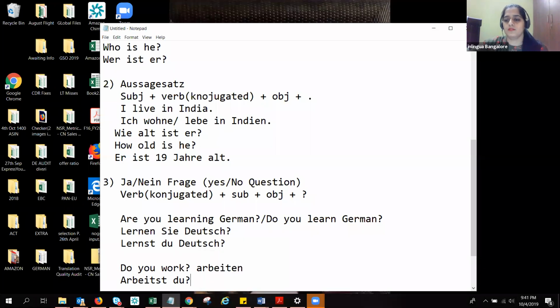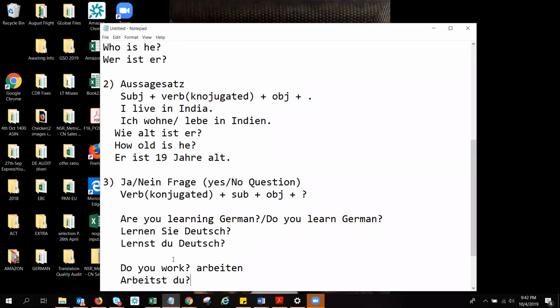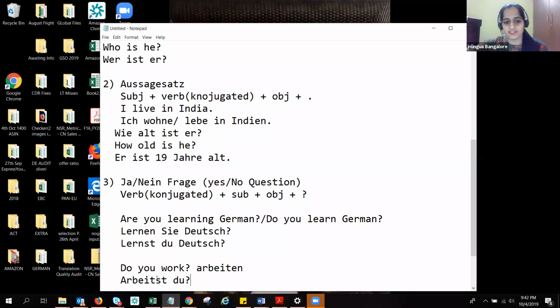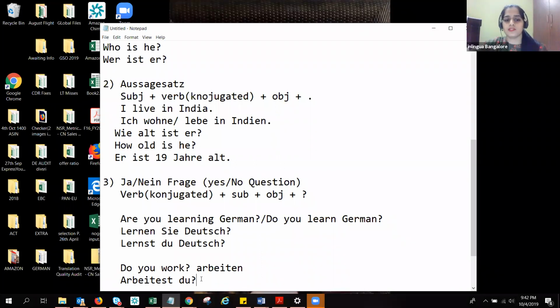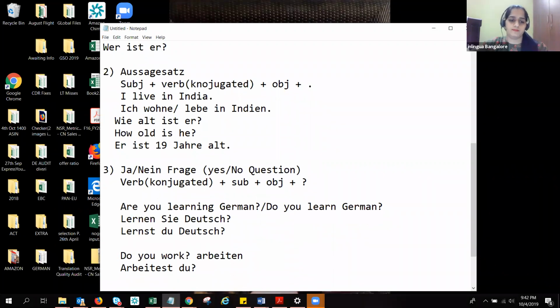We have the rule when the verb stem ends with T and... Yeah, speak up, please. Don't be afraid. Yeah, we add an extra E. Exactly. Okay. So please try to remember this while you're translating.